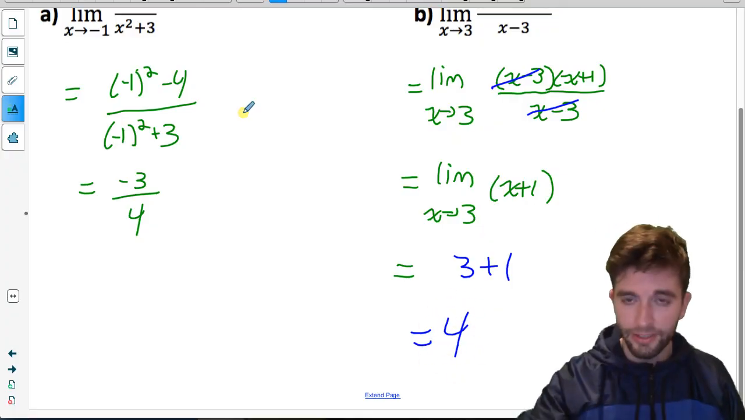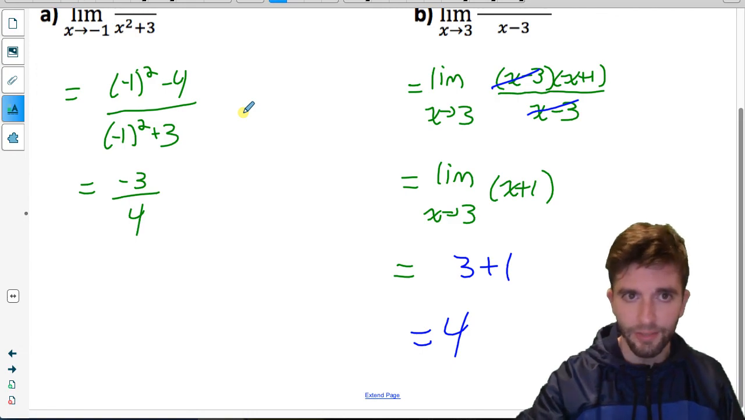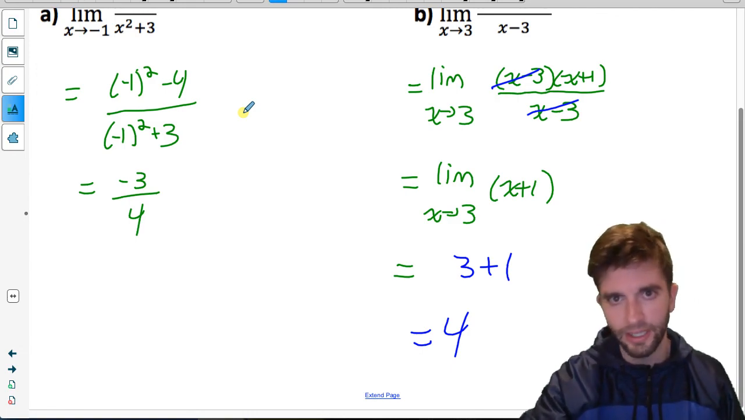So that's it for this lesson. I hope you have a decent understanding of limits now. And next we're going to be looking at Newton's quotient.